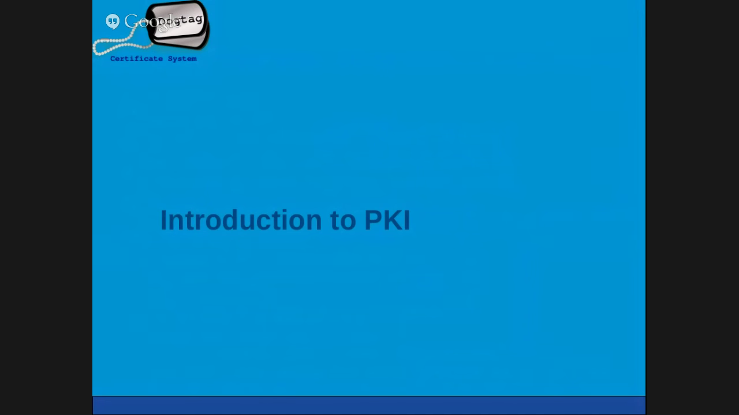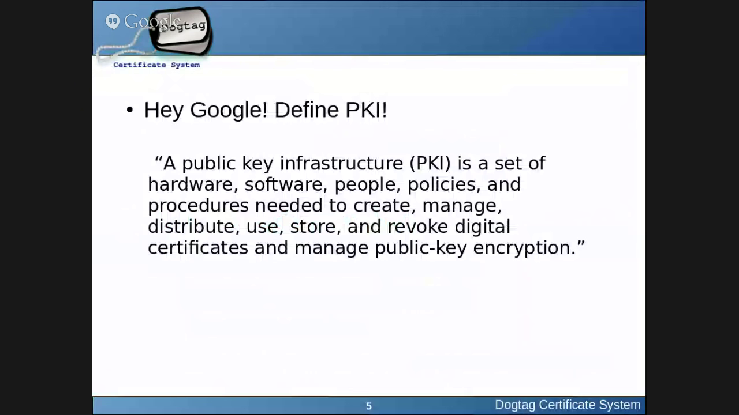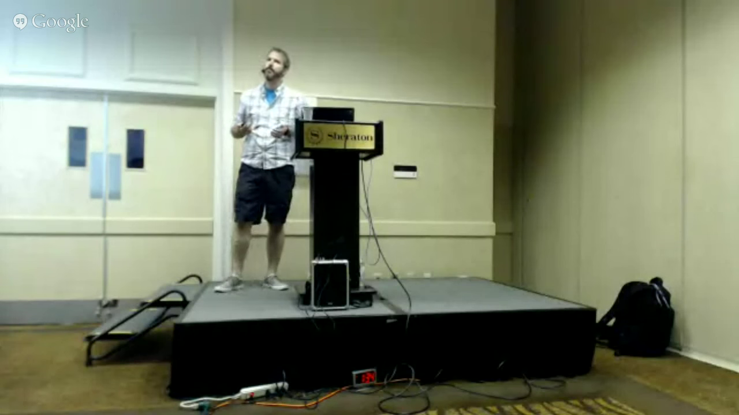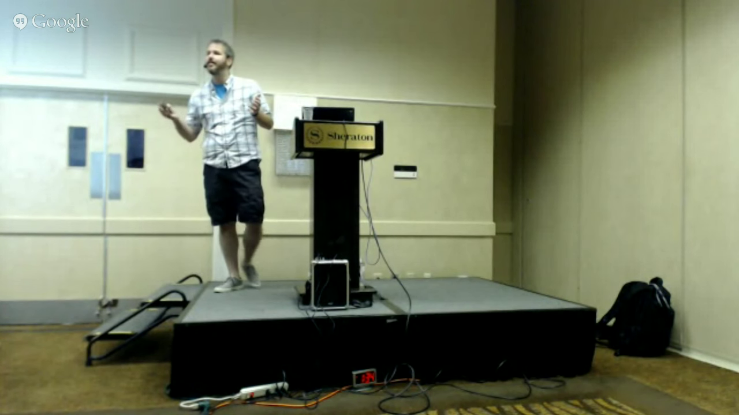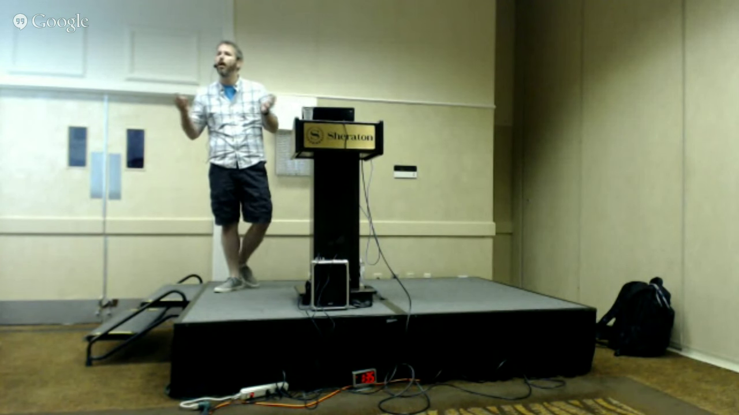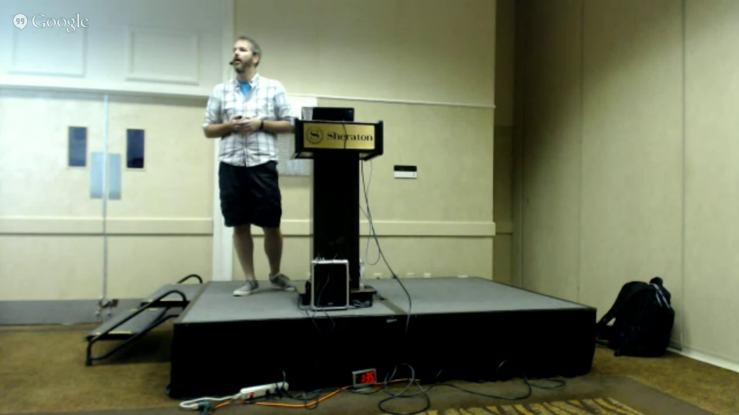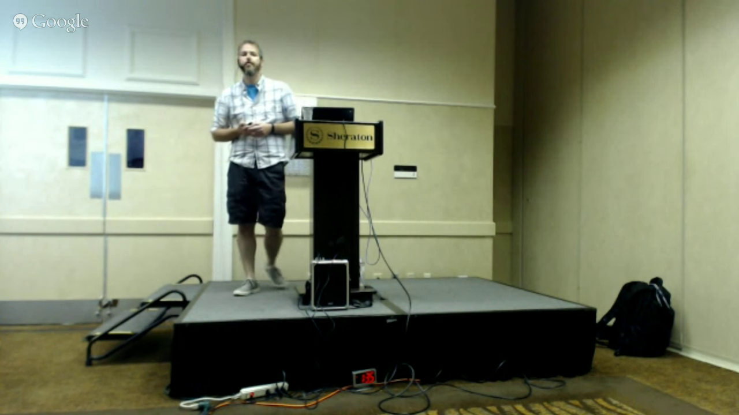A brief introduction into PKI, right? So, hey, Google, please define PKI for me. PKI, public key infrastructure, is a set of hardware, software, people, policies, and procedures needed to create, manage, distribute, use, store, and revoke digital certificates and manage public key encryption. It's kind of a mouthful, huh? But if you think about it, it's really a part of that holistic identity management procedure and policy that you guys are going to be using, right? That's part of the who you are in the identity realm, right?